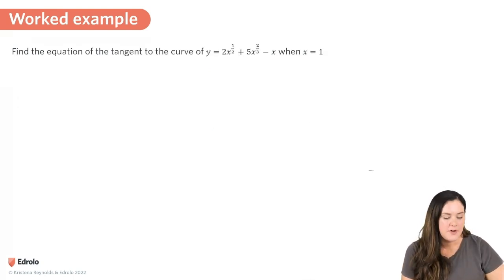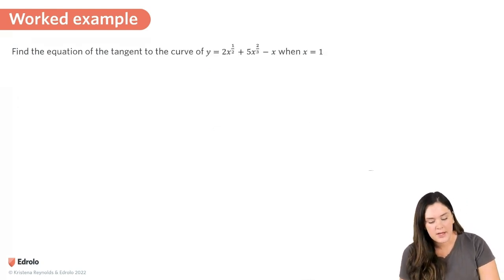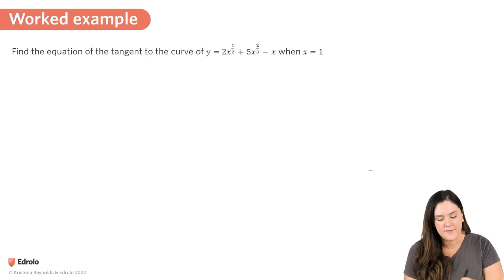So find the equation of the tangent to the curve of y equals 2x to the power of a half plus 5x to the power of 2/3, take away x, when x equals 1.